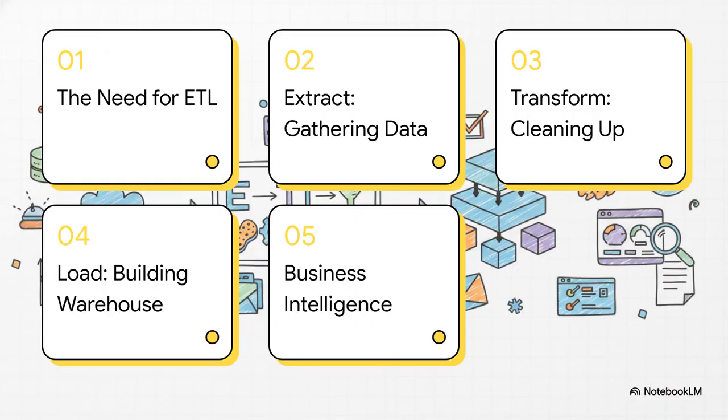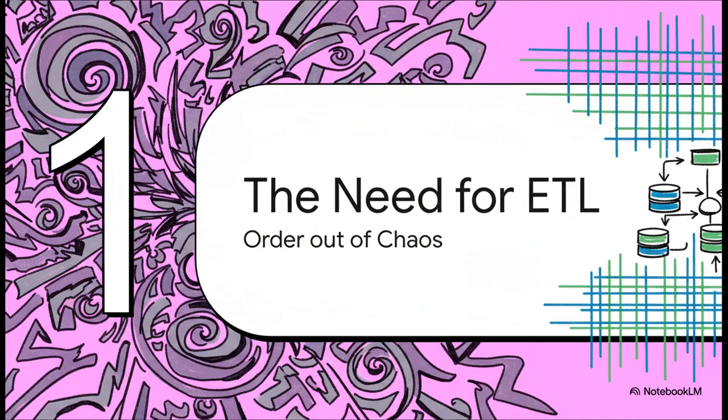So here is our roadmap for the explainer. First, we'll look at the need for ETL. Then we'll walk step by step through the data journey, extracting the data, transforming it, loading it into a warehouse, and finally, driving real business intelligence. All right, kicking things off with part 1, the need for ETL, order out of chaos.